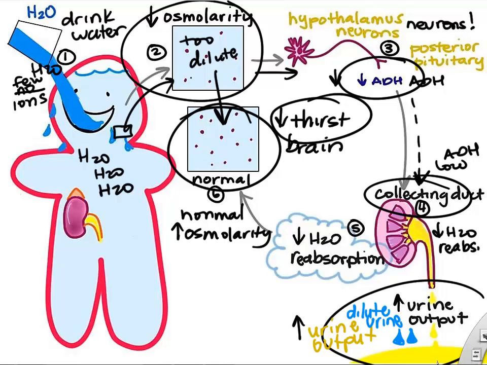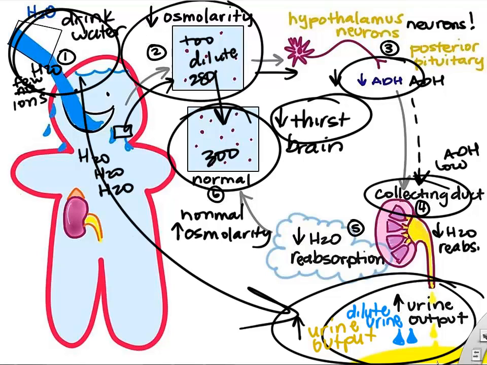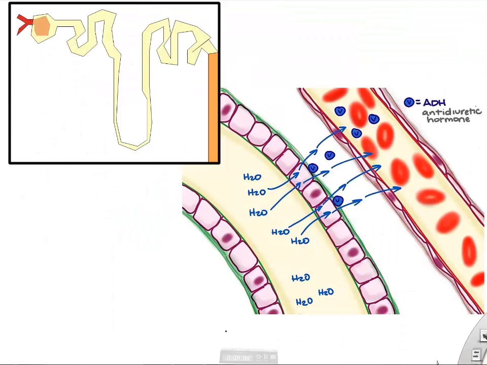And one way to think about this is, you return your osmolarity back towards normal. Basically, the urine starts looking a lot like what you've ingested and what you want to get rid of.